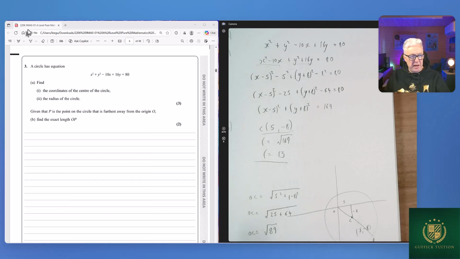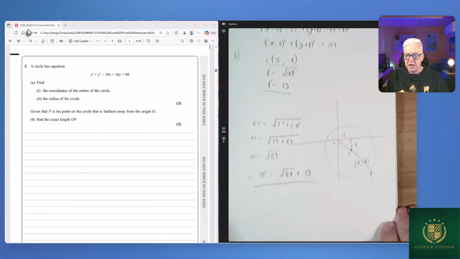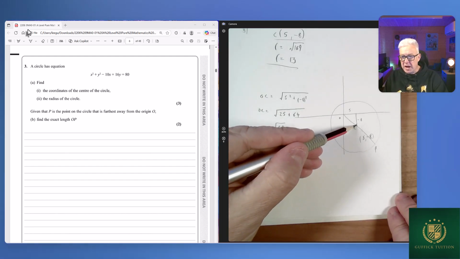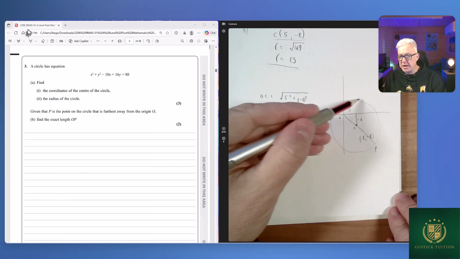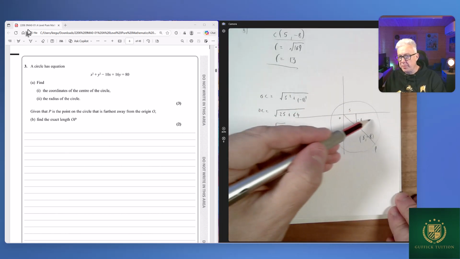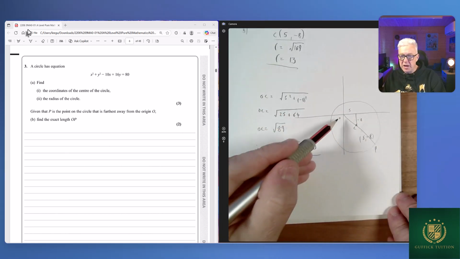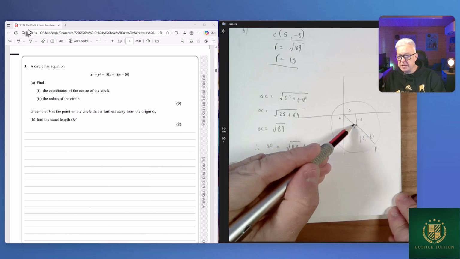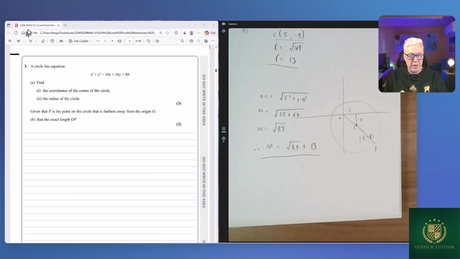Now part B, given that P is the point on the circle furthest away from the origin O, find the exact length of OP. So I think a sketch would be useful here. So we've got a circle that has a centre at 5, minus 8. So there it is. And a radius of 13. So the radius is going to go above the axis like this. There's our origin, and there's the point P when it's at the furthest distance away from the origin.